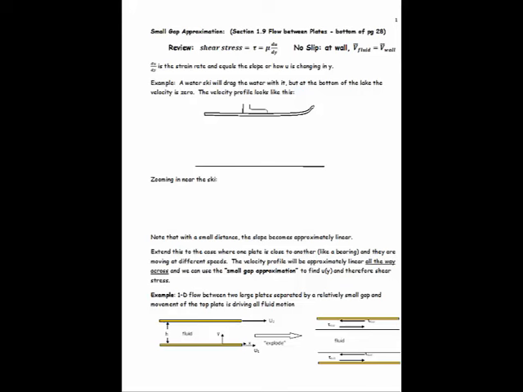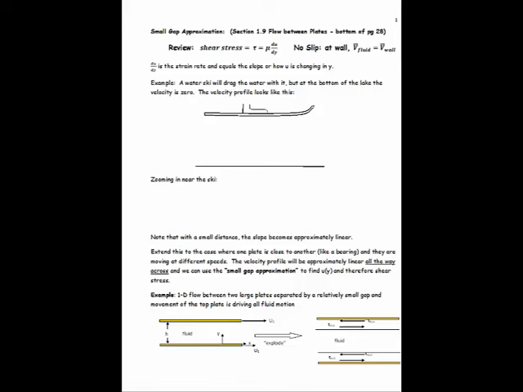Okay, today we're going to talk about what's called the small gap approximation. If you recall, we were talking about shear stress. Shear stress is tau, and that's like fluid friction. It acts parallel to a surface, and it's the fluid pulling on the surface. Tau equals mu du dy, where mu is our fluid viscosity and du dy is our strain rate.